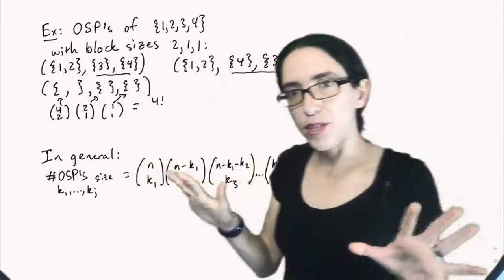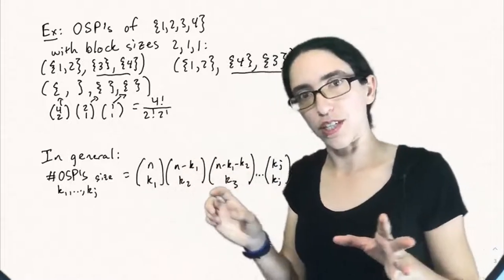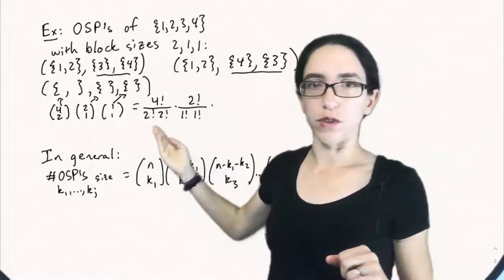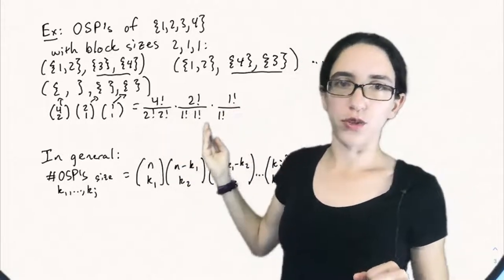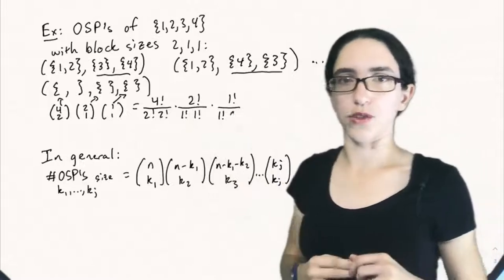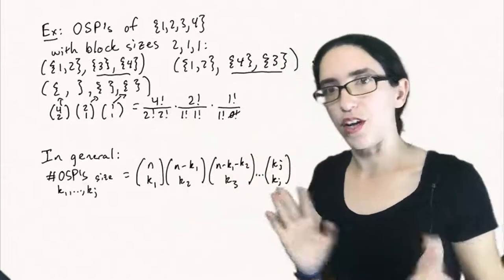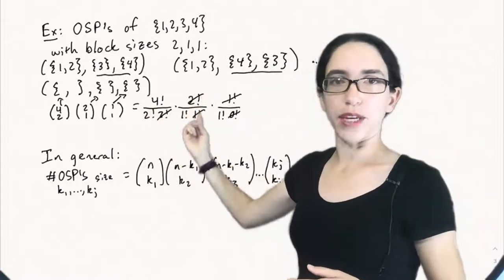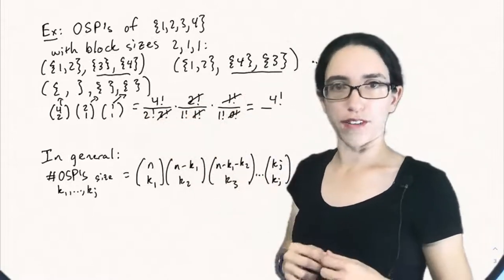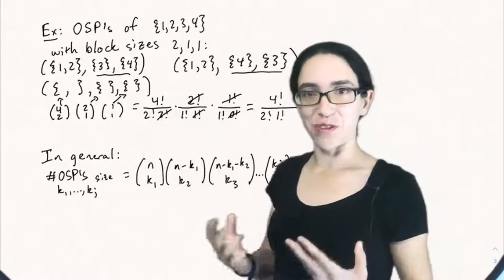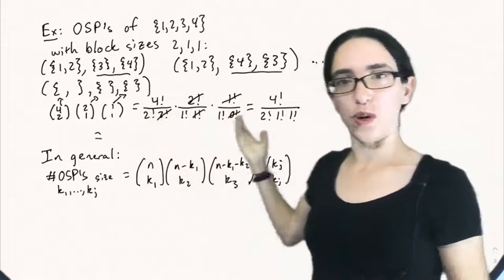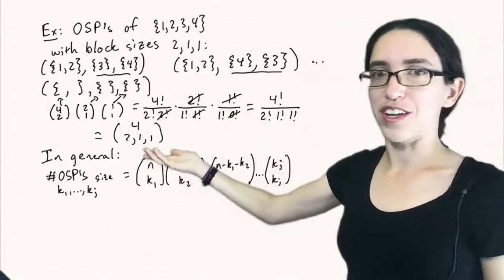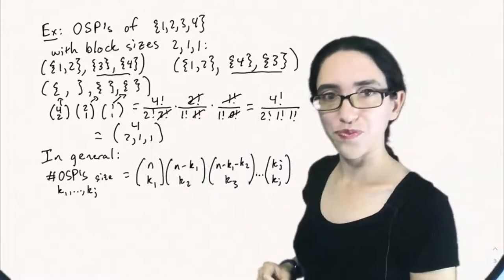And rather than multiplying this all out, let's write it in terms of factorials. We get 4 factorial over 2 factorial 2 factorial times 2 factorial over 1 factorial 1 factorial times 1 factorial over 1 factorial 0 factorial. 0 factorial is 1, so let's just not write that. That doesn't change the answer. And then let's cancel these factorials that we see coming in pairs in the denominator and the numerator of the next fraction. And what's left is 4 factorial over 2 factorial, 1 factorial, 1 factorial. And this looks quite a lot like the multinomial coefficient 4 choose 2, 1, 1.